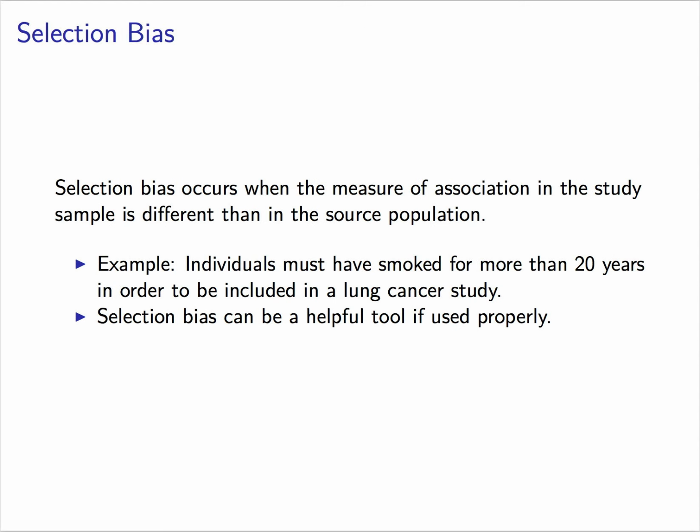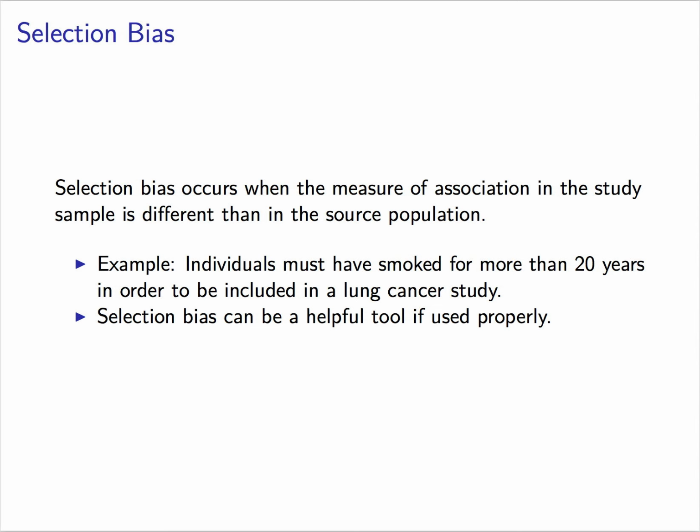So let's move on to selection bias. This occurs when the measure of association in the study sample is different than it is in the source population. For example, individuals must have smoked for 20 years in order to be included in a lung cancer study. The association between smoking and lung cancer may not be evident in this study, since everyone in the study is a smoker.